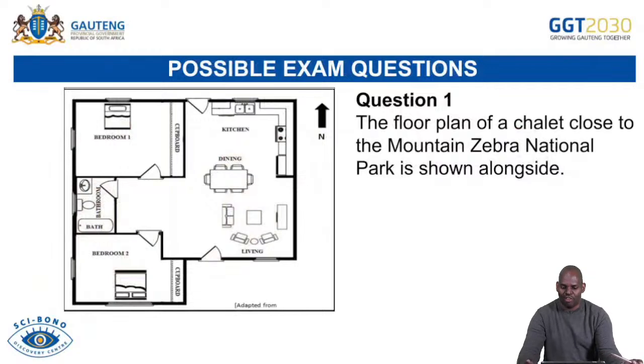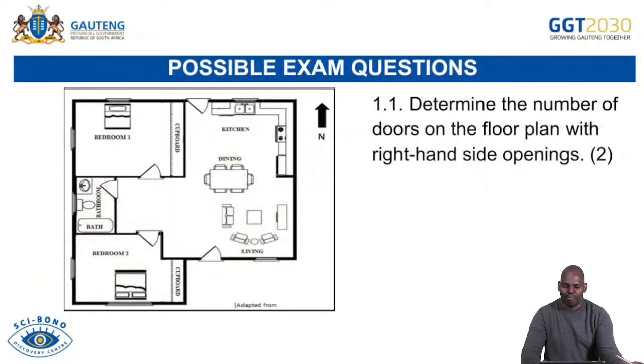the floor plan of a chalet close to the Mountain Zebra National Park is shown alongside. Determine the number of doors on the floor plan with the right-hand side opening.